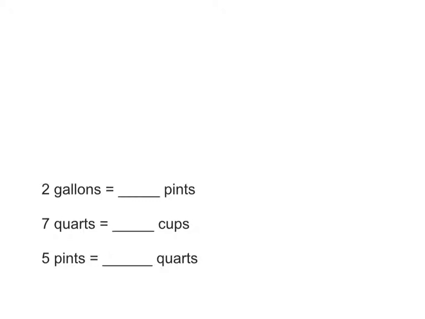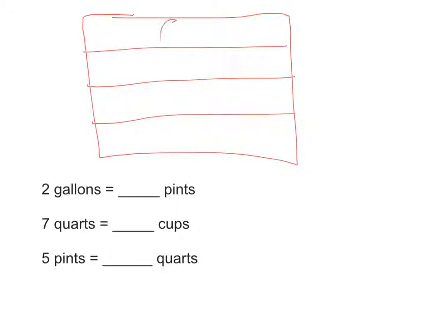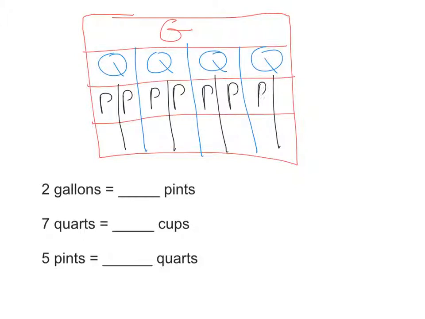I'm going to start by drawing Gallon Man again, and I'm going to use him to help me answer these 3 problems. So here's my giant rectangle. I'm going to split it into 4 pieces. The top is a gallon. Now I'm going to split all the rows into fourths. So those are my quarts. I'm going to split them in half again to make 8 pints. And my bottom row is split again, and I've now created 16 cups.